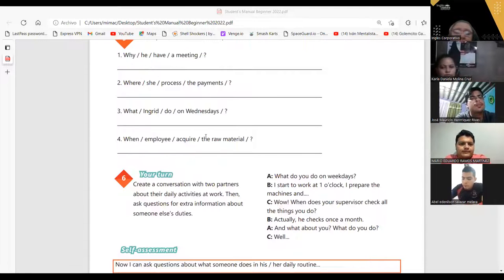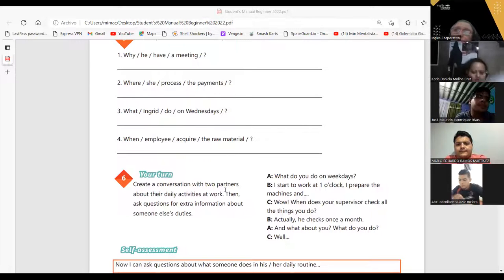Here, everyone, please open your manual. Exercise 6, create a conversation with two partners about their daily activities at work. Then ask questions for extra information about someone else's duties.